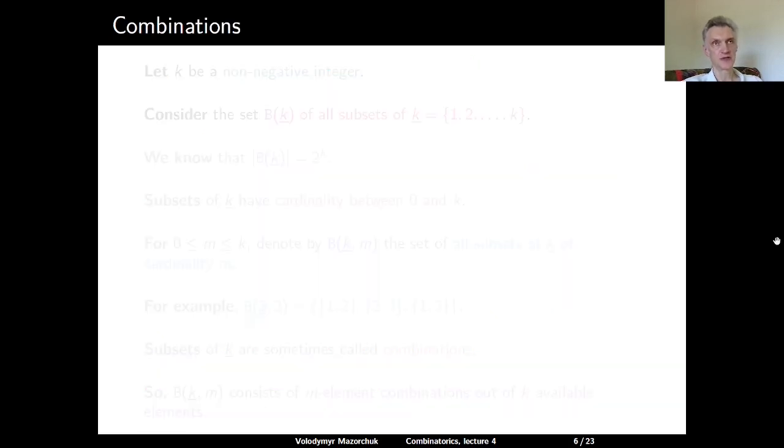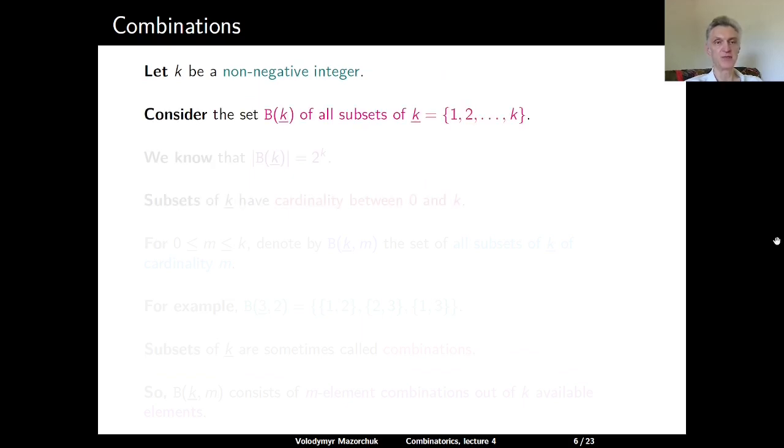Now let's go into the direction of binomial coefficients, and let's first start talking about combinations. So let k be a non-negative integer. Consider the set B of k underlined of all subsets of the set k underlined. Recall that k underlined is a set of all integers between 1 and k: 1, 2, 3, and so on, all the way up to k. We know that the cardinality of the set of all subsets of a set with k elements is 2 to the power k.